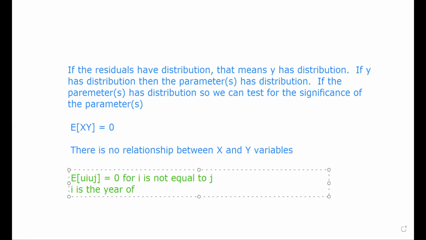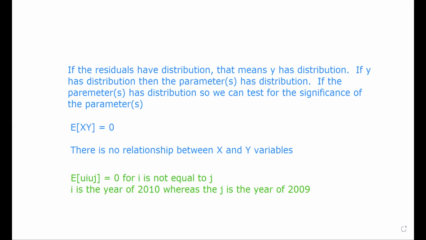For example, i is the year 2010, whereas j is the year 2009. So, for example, if in 2009 there is a residual of 10, and in 2010 the residual is bigger or less than in 2009, by assumption there is no relationship between these two periods of observation.